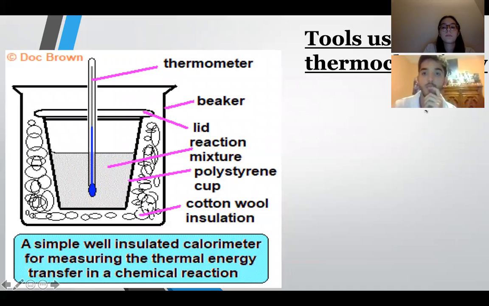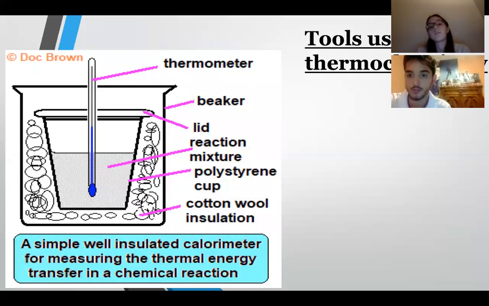Okay, so here we can clearly see the tools used in thermochemistry. We have the thermometer, the beaker, liquid, reaction mixture, the polystyrene cup, and the cotton wool distillation. Also, a calorimeter is used in measuring thermal energy transfer in a chemical reaction, such as heat and so on.